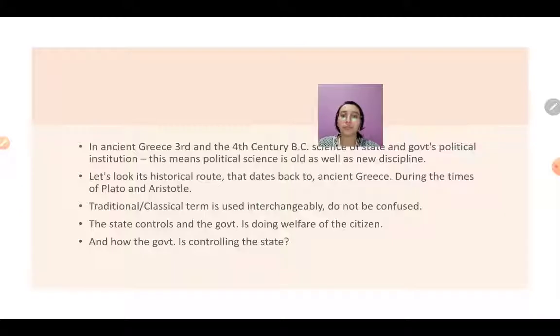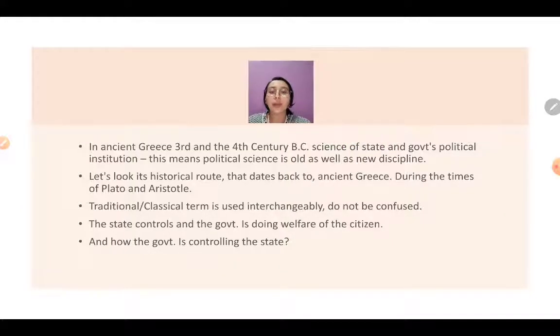Okay, so this is a continuation regarding the traditional one, traditional classical political science or political theory. So in ancient Greece, we are talking about back then in history, in the third and fourth century, the science of state and government's political institutions emerged.